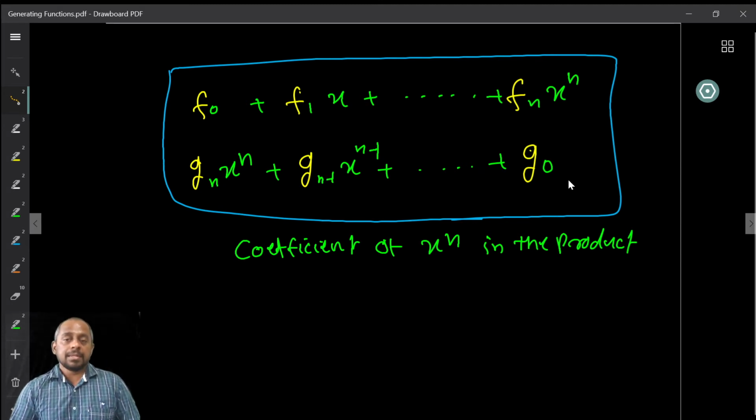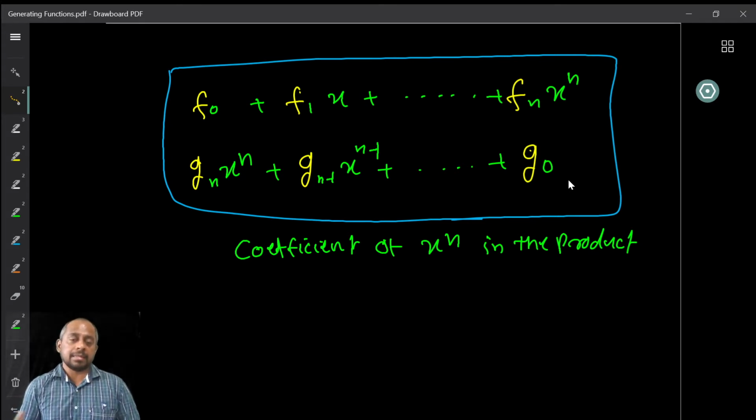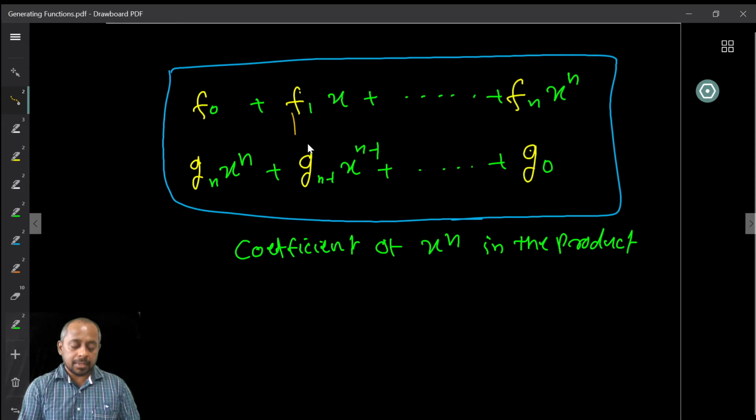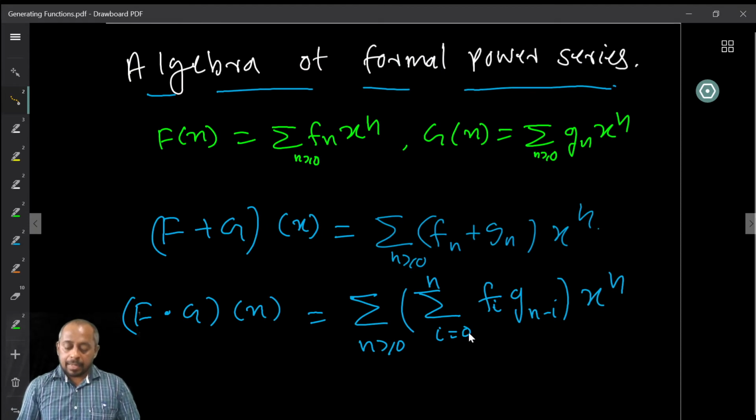Now we don't have to consider anything beyond, because when the power of x is larger than n, in the product you will never get x raised to n. So therefore, we just need to look at these terms, and you can see that only these corresponding terms are going to give you x raised to n. So therefore, that is why you get summation i equal to 0 to n of fi into gn minus i.